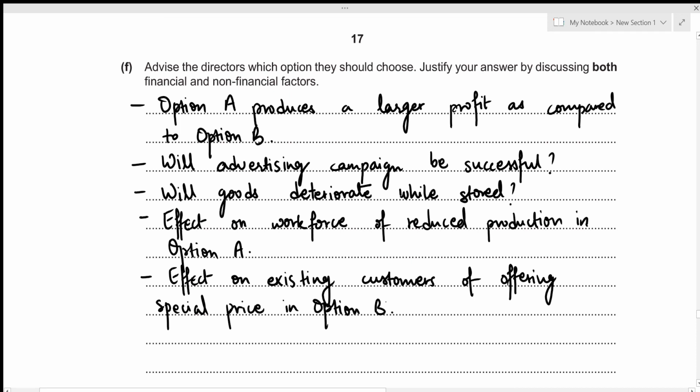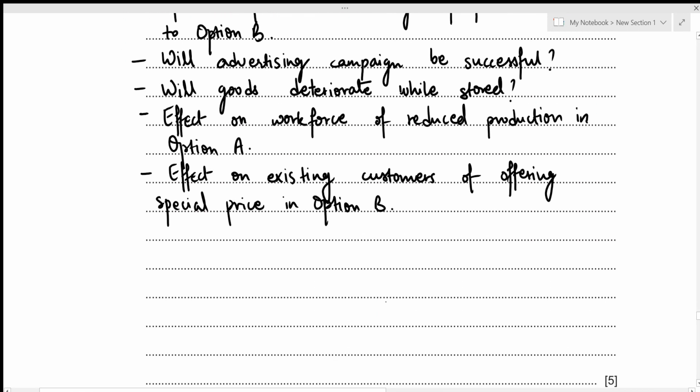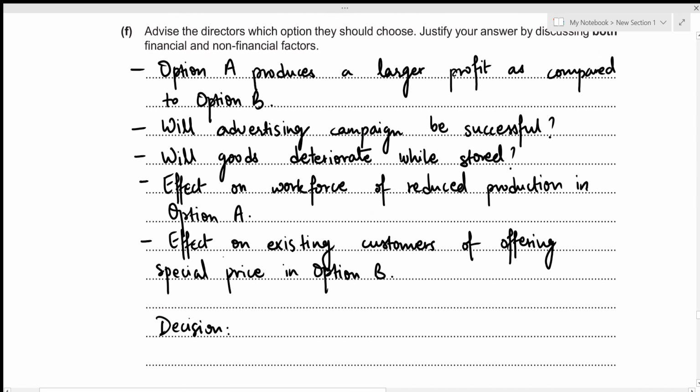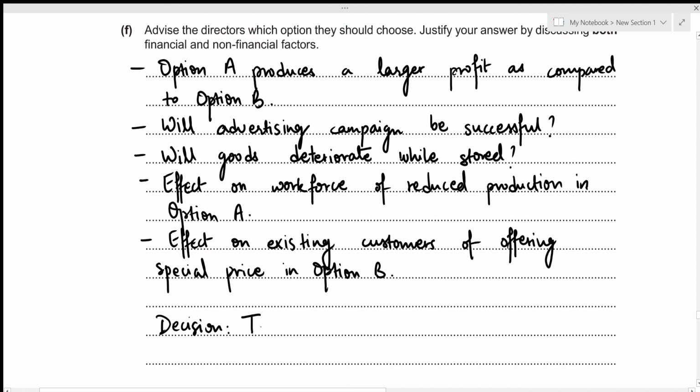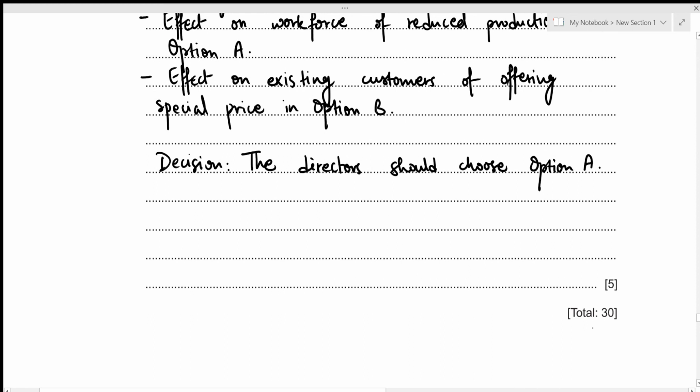Alright, now considering these factors, we need to make a proper decision. Personally, solely on the basis of profit, I would go with option A. So let's write this decision clearly. What we can write is that the directors should choose option A. Alright, so this concludes the sixth part of this question as well as this entire question.